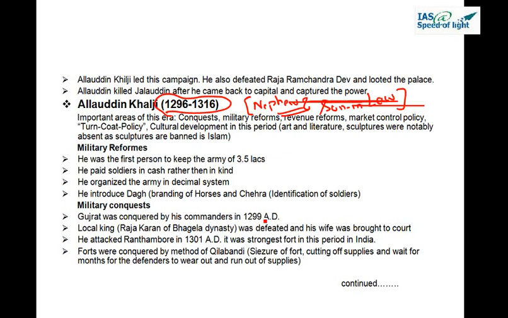So he first attacked Gujarat, and many slaves were captured, and one important slave among them was Malik Kafur. The name to remember here is Malik Kafur. Malik Kafur was captured by Alauddin when he invaded Gujarat, and later he became one of the most trusted commanders of Alauddin Khilji. Gujarat now passed under the control of the Delhi Sultanate.